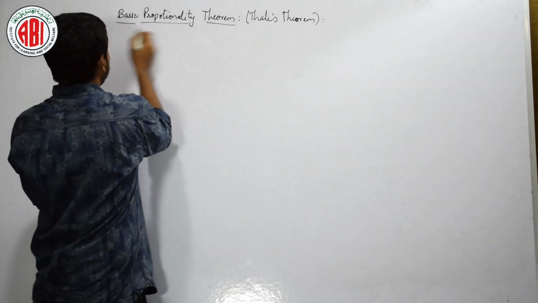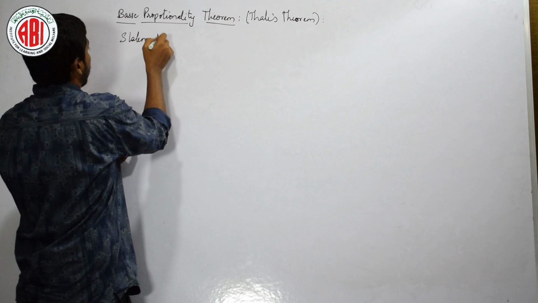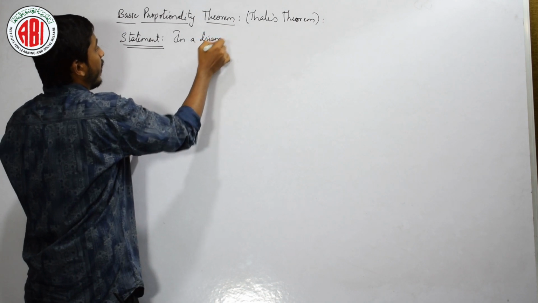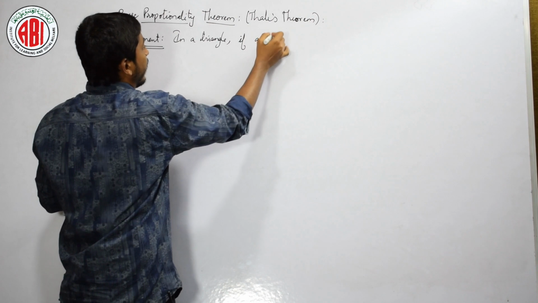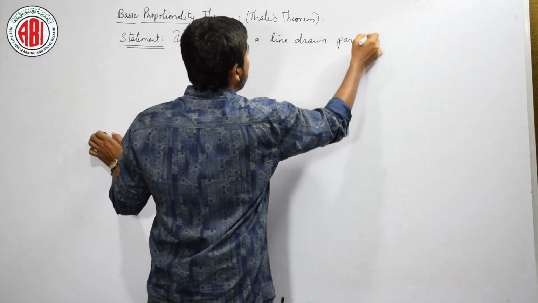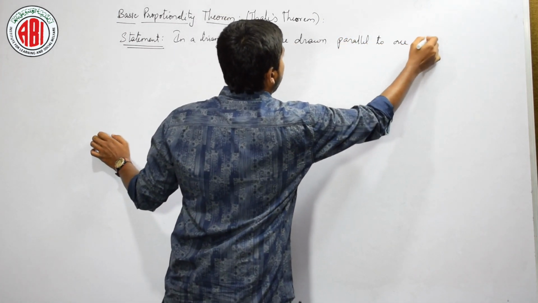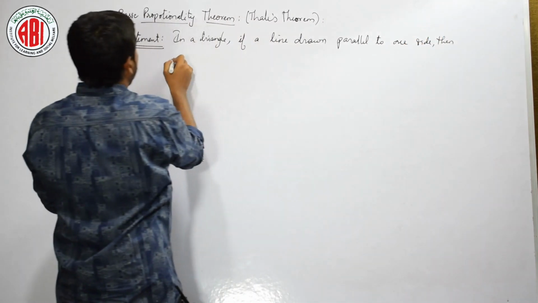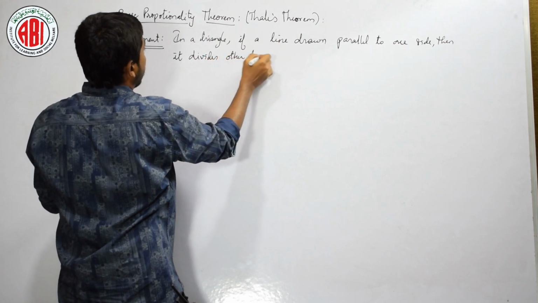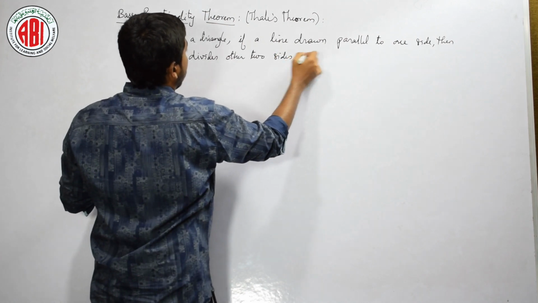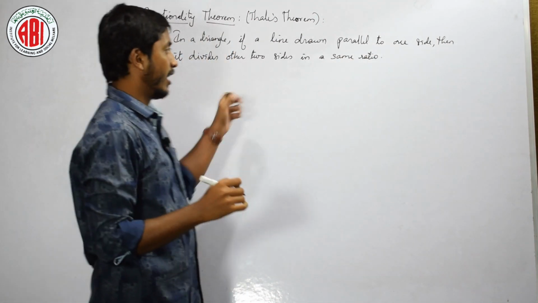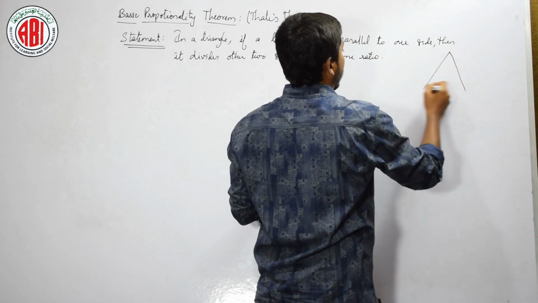He states that in a triangle, if a line is drawn parallel to one side, then it divides the other two sides in the same ratio. Now let us consider a triangle ABC.